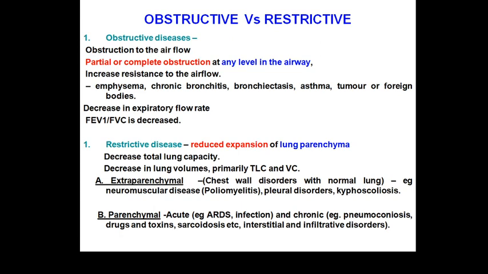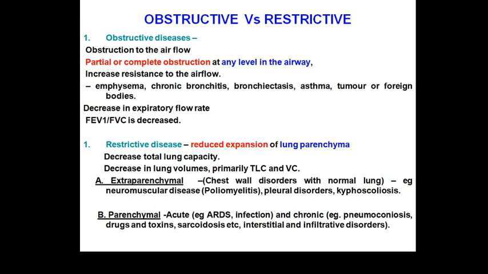And the restrictive diseases are characterized by reduced expansion of the pulmonary parenchyma due to decreased total lung capacity. This occurs in two general conditions. One is chest wall disorder in the presence of normal lung parenchyma, where there is some disorder in the chest wall, but the pulmonary parenchyma is normal. For example, in poliomyelitis, severe obesity, pleural diseases, and kyphoscoliosis.